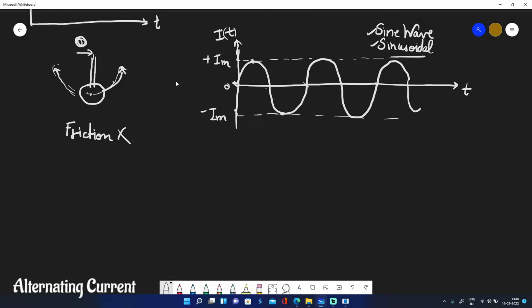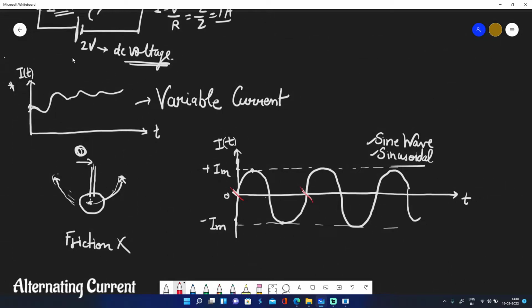Then again it comes back to zero, and the same pattern is observed. When one oscillation is complete, another oscillation begins. Unlike the earlier waveform, in which there was no time period after which the waveform repeats, here we can see a repeating pattern. So we can't call that earlier one AC.